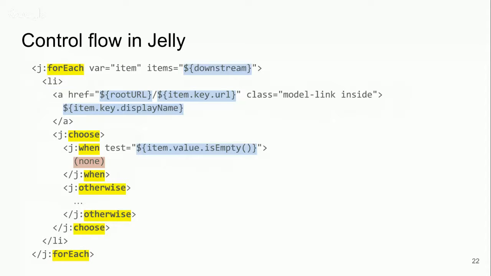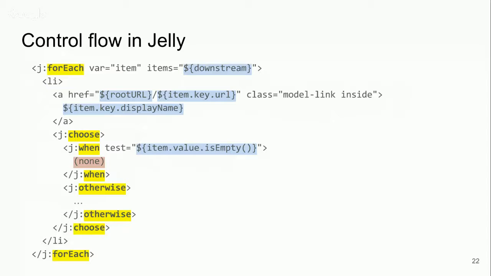Of course, the question is, how are we implementing control flow in Jelly? I don't want to just show hello world in Jelly. I mean, Groovy should be straightforward, but how does it work in Jelly? So in Jelly, in the Jelly core namespace, a number of tags are defined that allow you to implement things like loops and conditions, highlighted in yellow here.